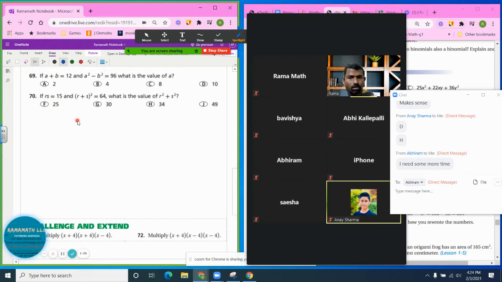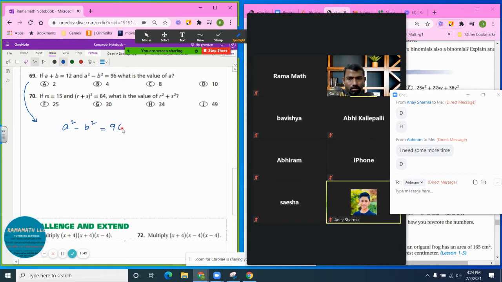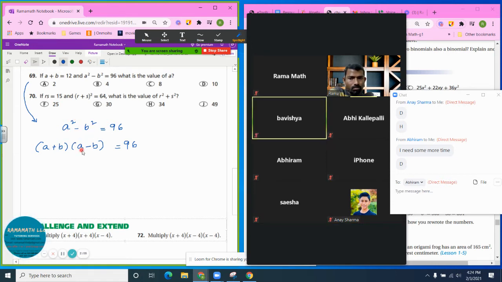Okay. So how do we solve this? Eyes on the screen, so that you know exactly what to do if this question comes on the test. First of all, when I see this question 69, it's given here a squared minus b squared equals 96. That's the first step. But we know the formula, a squared minus b squared means a plus b times a minus b. That is 96. Is this step clear? Bhavisha is good to go so far? Yeah. Okay.